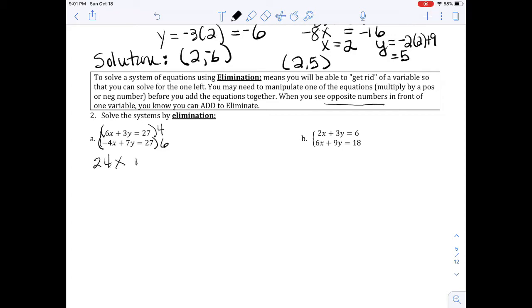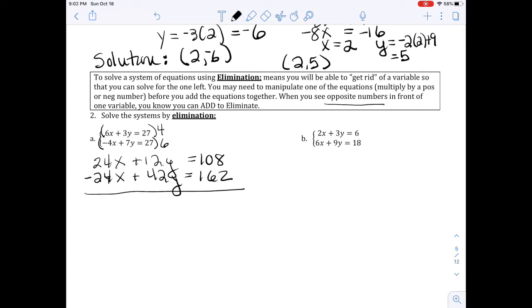So that's going to be 24x plus 12y equals 27 times 4, which you might want to have your calculator handy for. That's 108. In the second equation, we're going to get negative 24x plus 42y equals 27 times 6, which is 162. So you can see that I have now created the two equations where the number in front of x is opposite of the number in front of the other x.